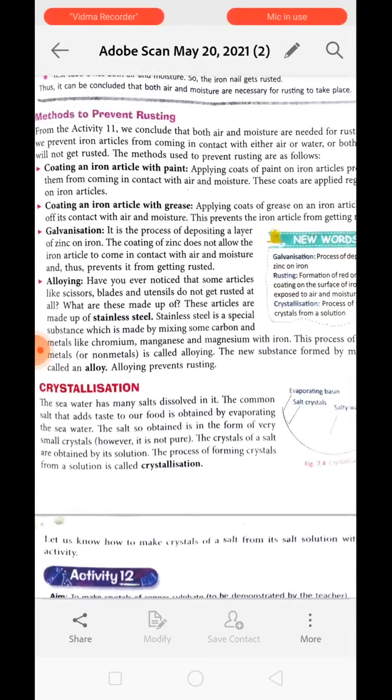The next method is applying a layer of grease. Applying grease is also a method to reduce rusting. This grease also breaks the contact between the air, which contains oxygen and moisture, and the iron. The contact is broken with the help of grease, because we have applied a layer of grease on the iron object.